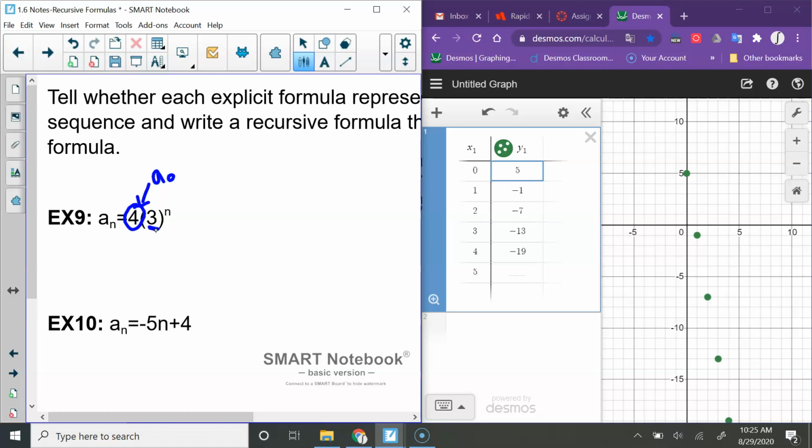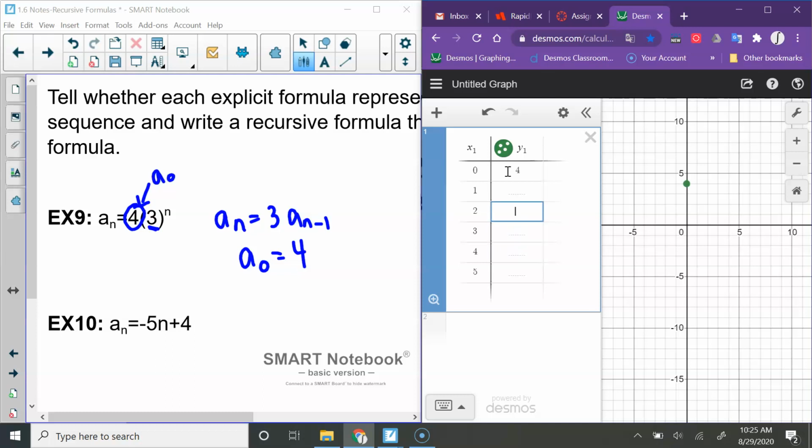So to write this equation, you'd say a sub n equals 3 times a sub n minus 1. That's your equation. You're multiplying by 3 each time to get to the next value. And then your a sub 0 would be 4. Now here's a good way to check to see if you've done this correctly. If you use Desmos here, our a sub 0 is 4. To get the next number, you would have to multiply by 3. So 4 times 3 is 12. And then 12 times 3 is 36.